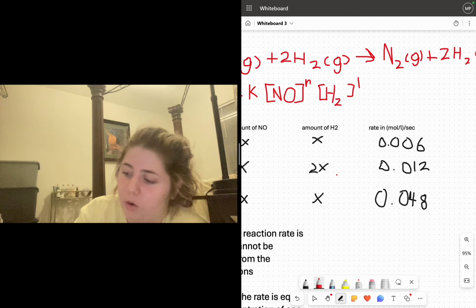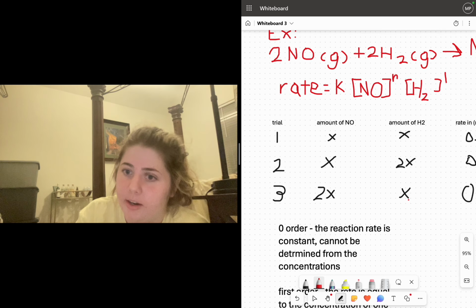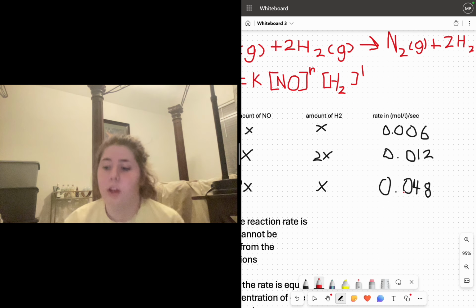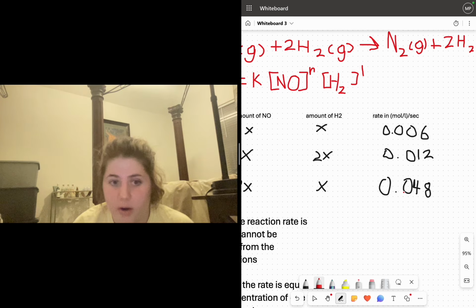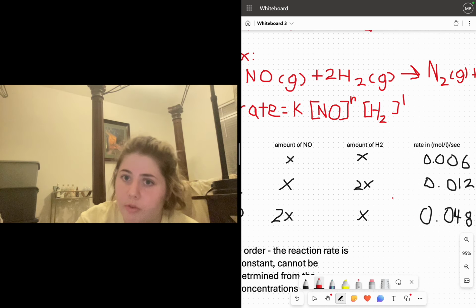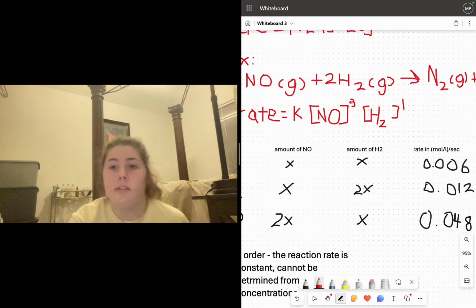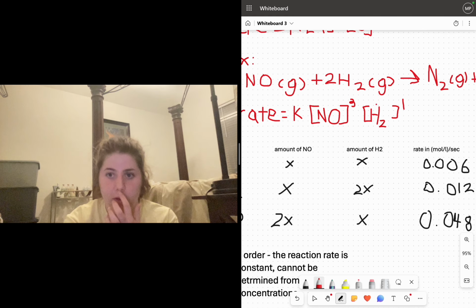And then for trial 3 down here, we use the same set amount for hydrogen, we put it back as x. But then for nitrous oxide, we doubled it. And then over here, we got 8 times the original rate. So that means that the exponent needs to be 3. So from here, let me change our exponent to 3. And then since we have both our exponents filled out for our equation, now we can figure out which order it is.